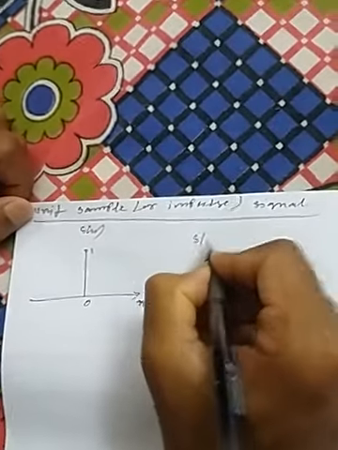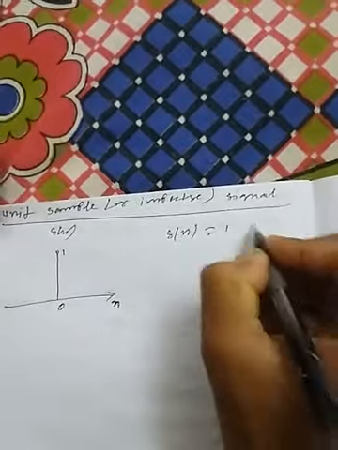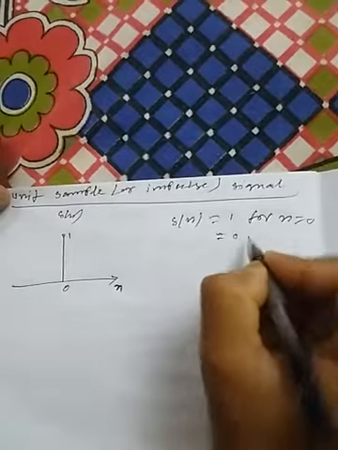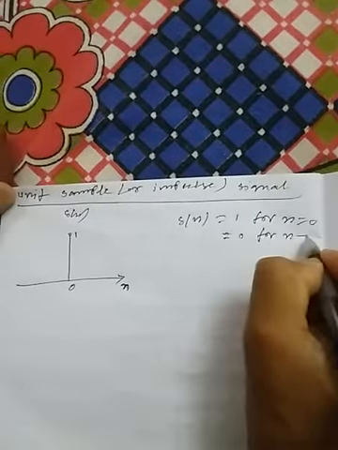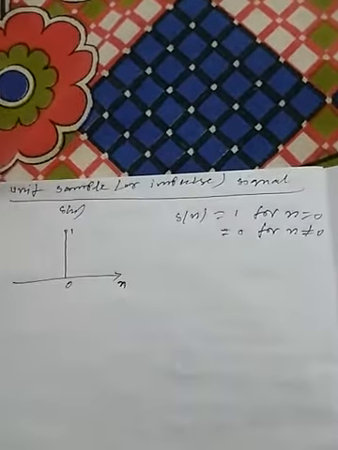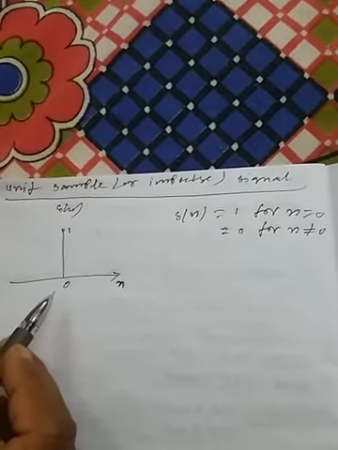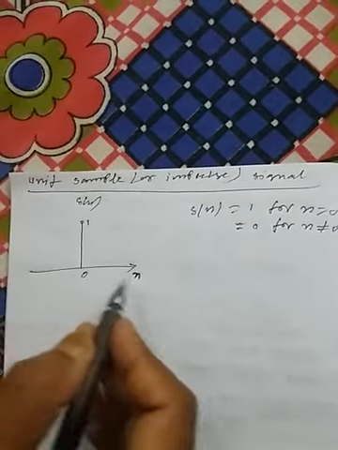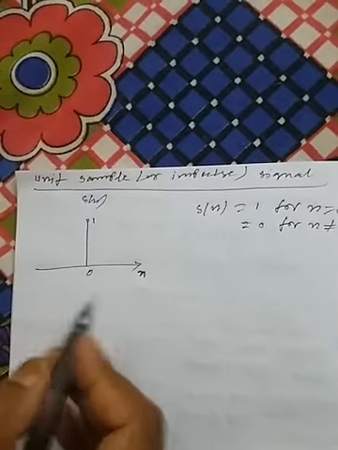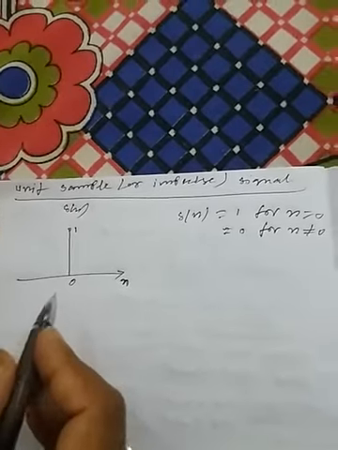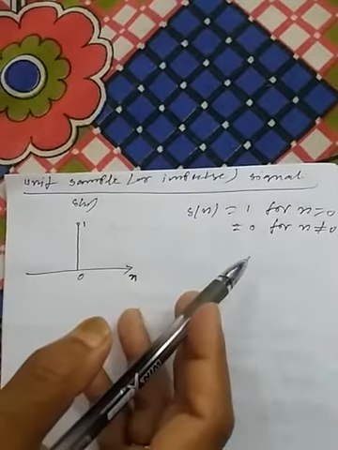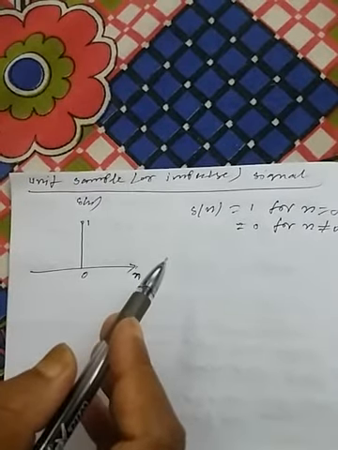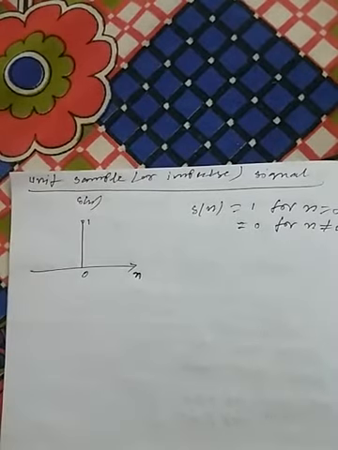Now delta n equal to 1 for n equal to 0 and 0 for n not equal to 0. See here, when the value of n equal to 0, then only delta n equal to 1. When n has some values, either 1, 2, 3 or -1, -2, -3 like this, then delta n will be equal to 0. So this is unit sample signal or unit impulse signal in discrete time domain, right?